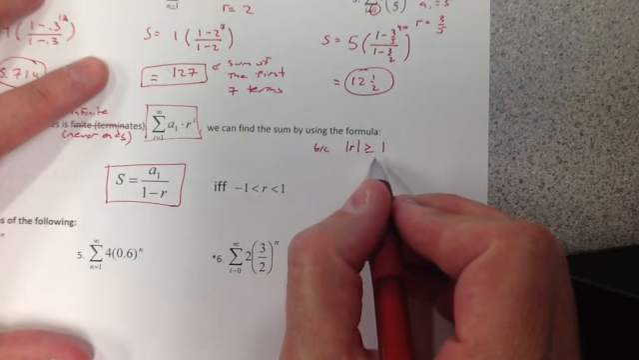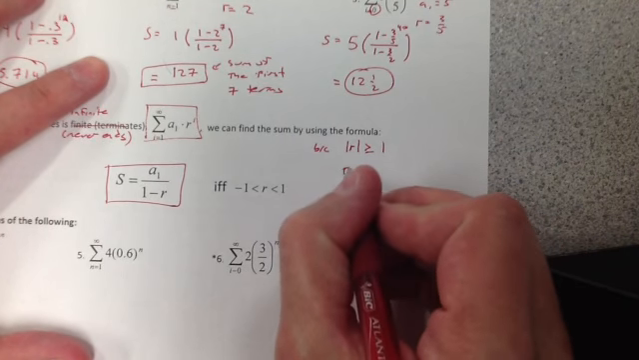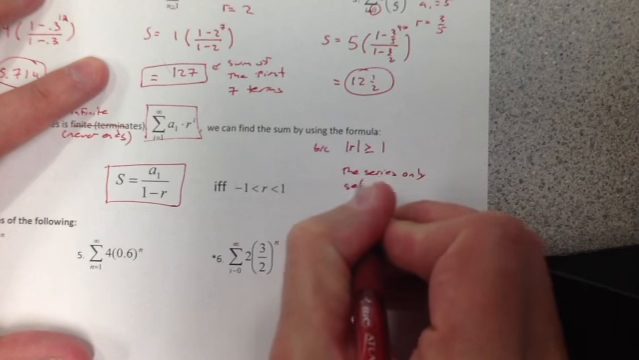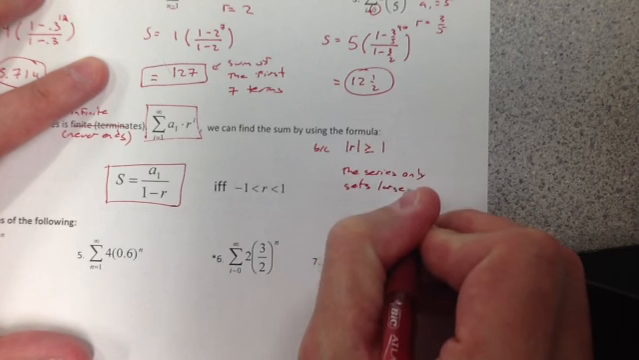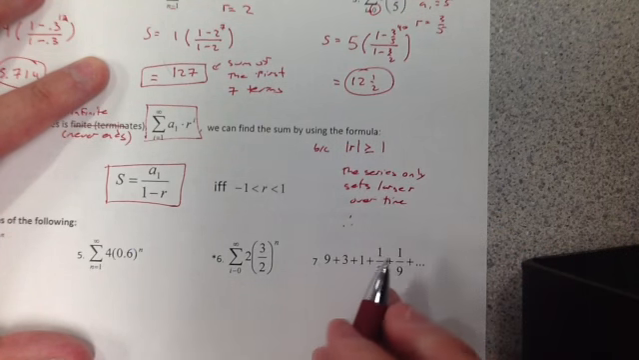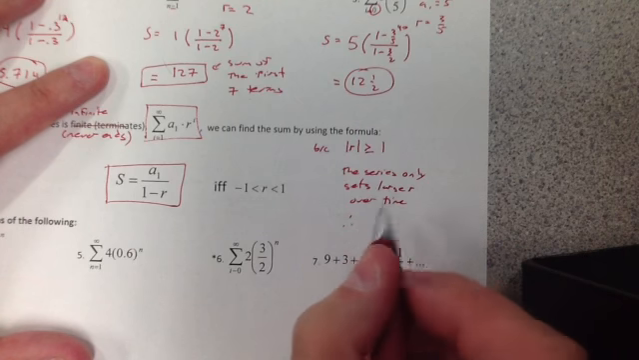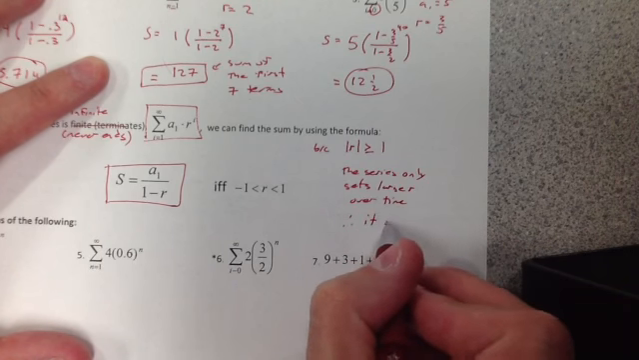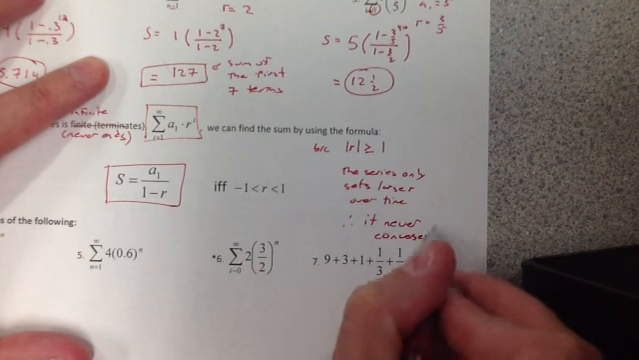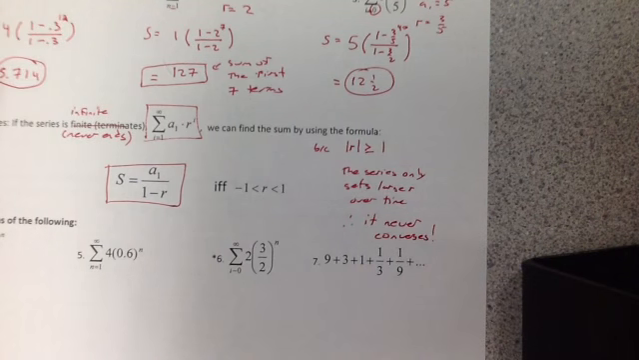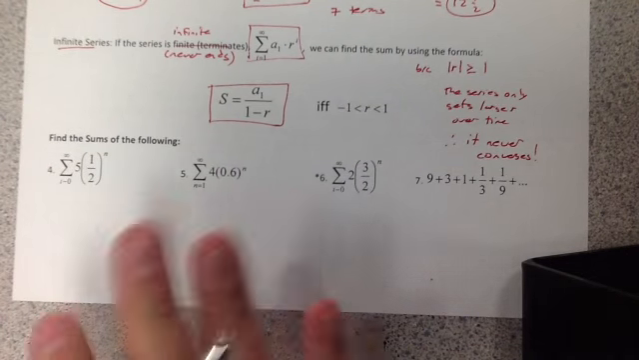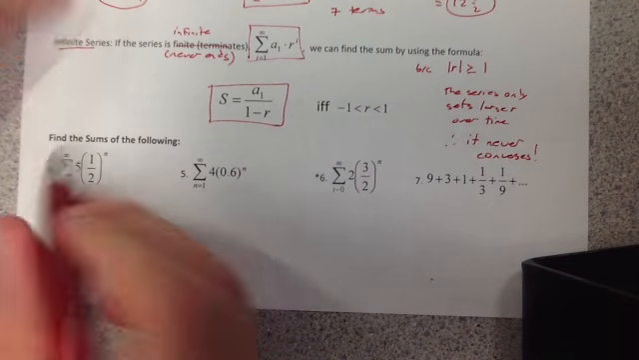So if the ratio is bigger than 1, the series only gets larger over time. Therefore, it never converges. And we're going to talk about that in a few moments. Convergence is a very big part of what we're going to be doing next year and part of this homework. So, for number 4, very easy.